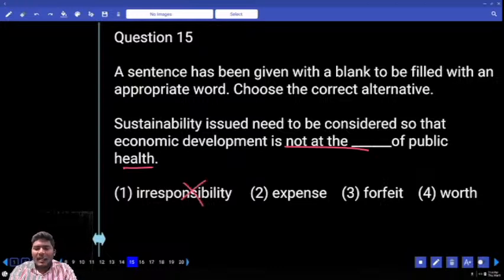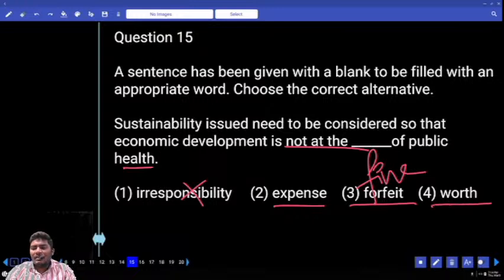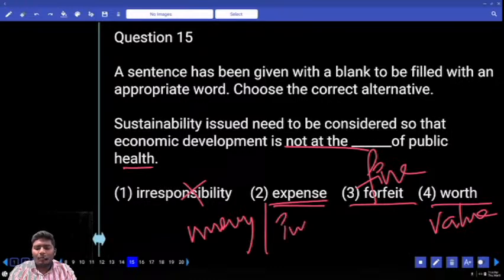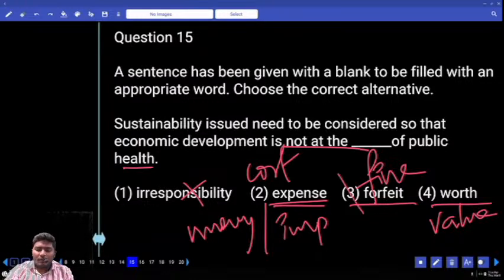First of all, eliminate. Expense, we speak about the money. Next, forfeit, we speak about the fines. Next, worth is related to the value of something. Expense is related to money, another one is related to the importance or cost of something. Now it is not a fine, it is not a responsibility. Your answer must be 2 or 4. Which one is correct? Sustainability issues need to be considered so that economic development is not at the cost of public health, at the expense of public health, or at the worth of public health.